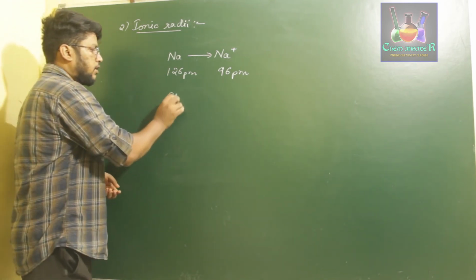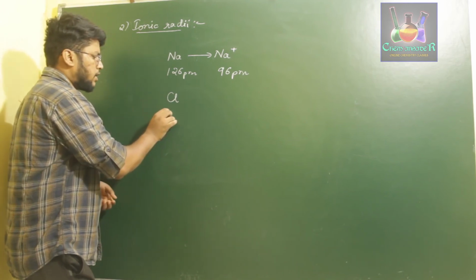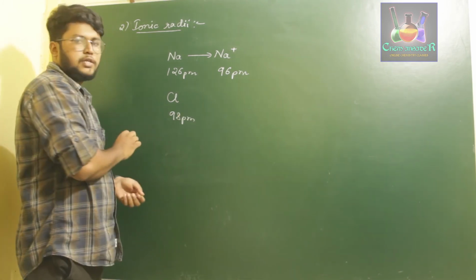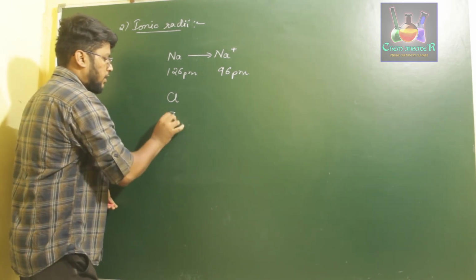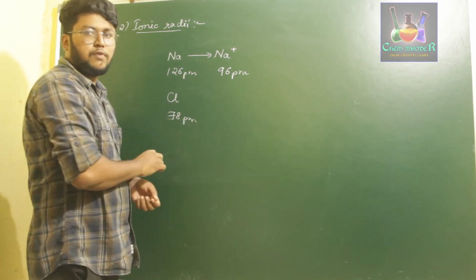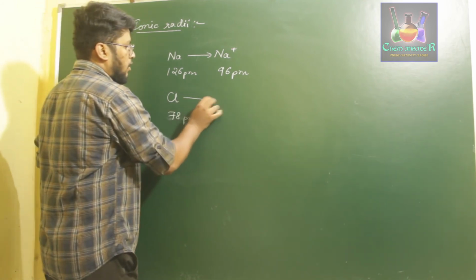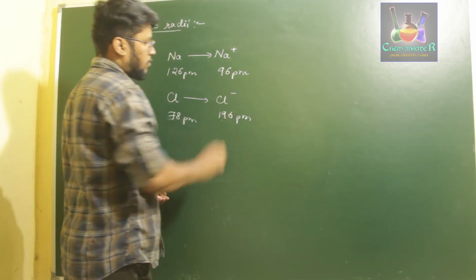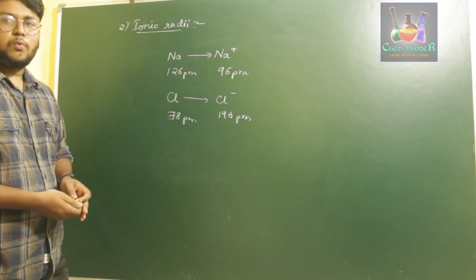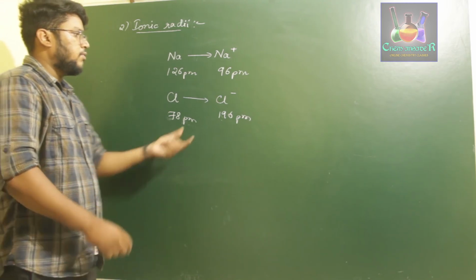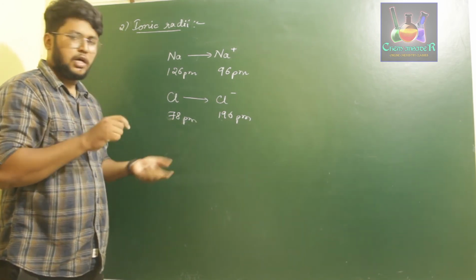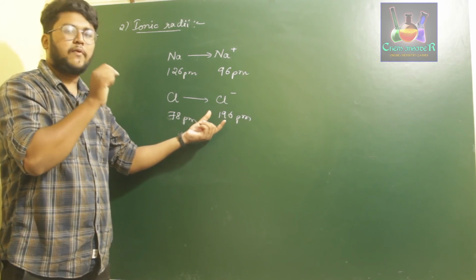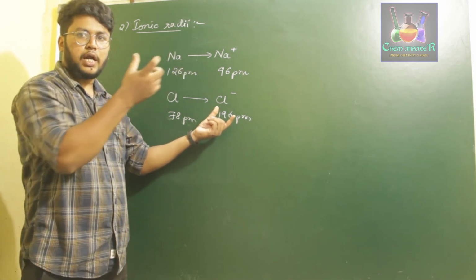Similarly, in the case of chlorine, the radius of chlorine is, not 98, 78 picometer, whereas the radius of the chloride ion is 196 picometer. That is because we are adding an extra electron. Observe carefully: when you add an extra electron to an atom, it doesn't have enough positive charge to attract that electron.